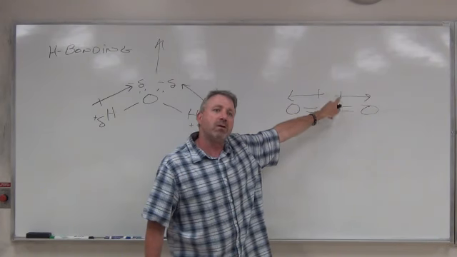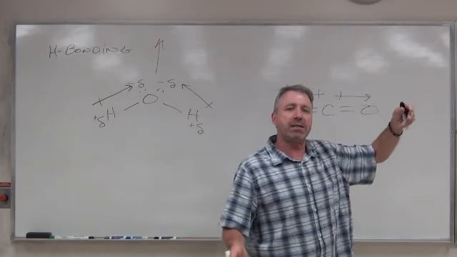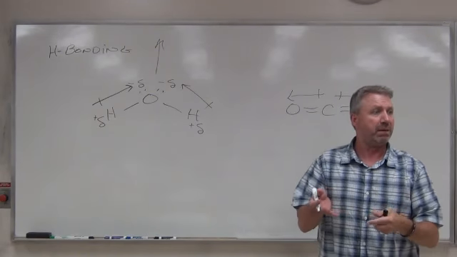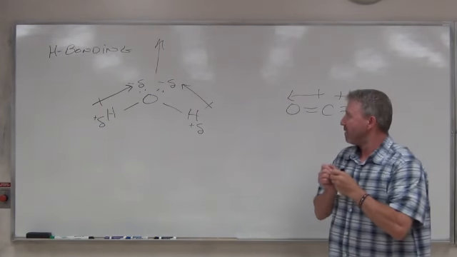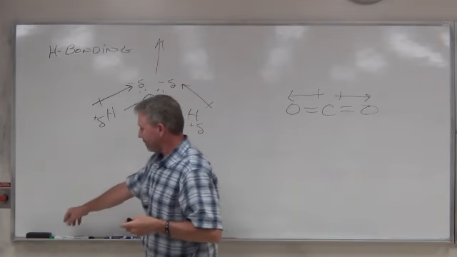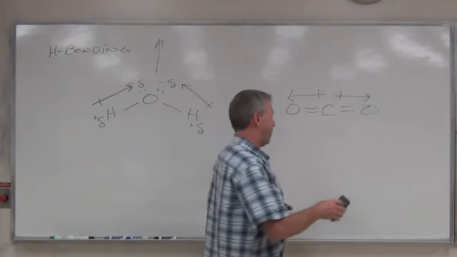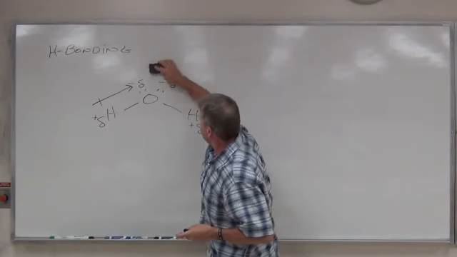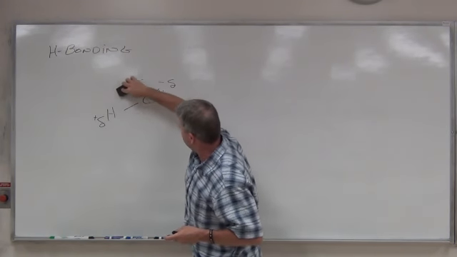Now I told you that we only really needed to be concerned in this class with structures that were linear or tetrahedral in terms of them being nonpolar. Okay? So this is bent, which means it is polar overall. So we know water is a polar covalent molecule.